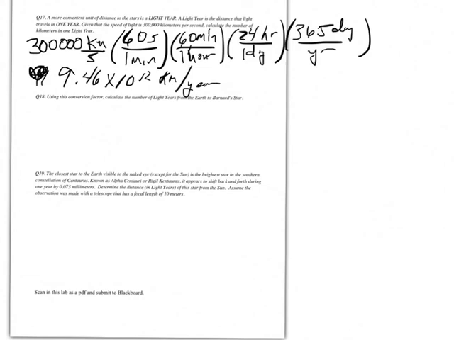Algebraically, we see all the units go away: the seconds cancel, the minutes cancel, the hours cancel, the days cancel, and I get kilometers per year. So if I want to know how far a light year is, how far does light go in a year, we multiply that by 1 year and we get 9.46 times 10 to the 12th kilometers. You can multiply that all out, or you can just copy down what I have. You could also just Google convert 1 light year to kilometers and it will convert it all for you.